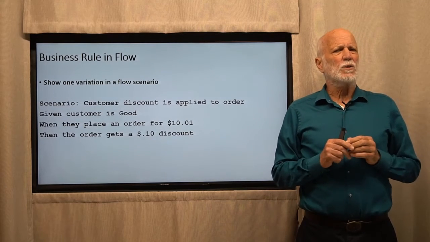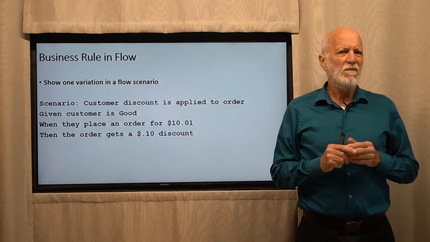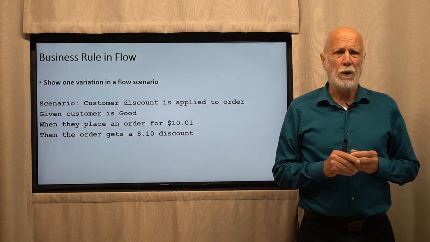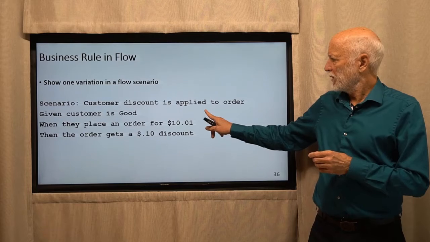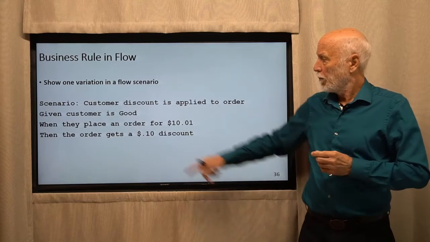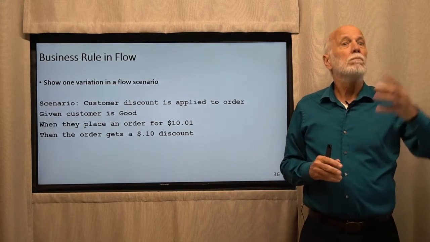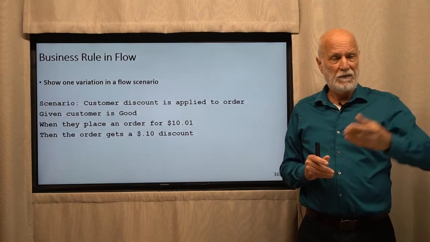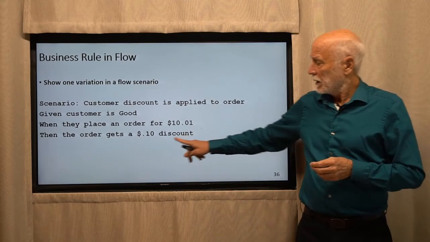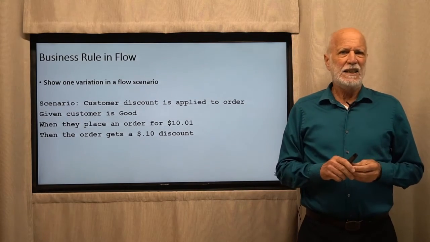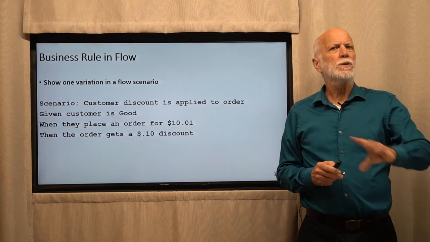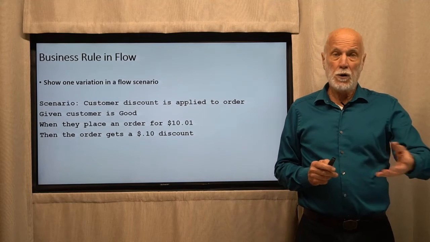For all of our business rules, they're going to be used somewhere in a flow scenario. And so you typically show one variation in a flow scenario. For example, customer discount is applied to an order. We'll pick one of those lines in the business rule, find a customer who's good. That's a stateful. We need to have a customer established that's good. Make up an order for $10.01, and the order should get a 10-cent discount, our 1% discount. So we've got business rule scenarios and flow scenarios that utilize business rules.